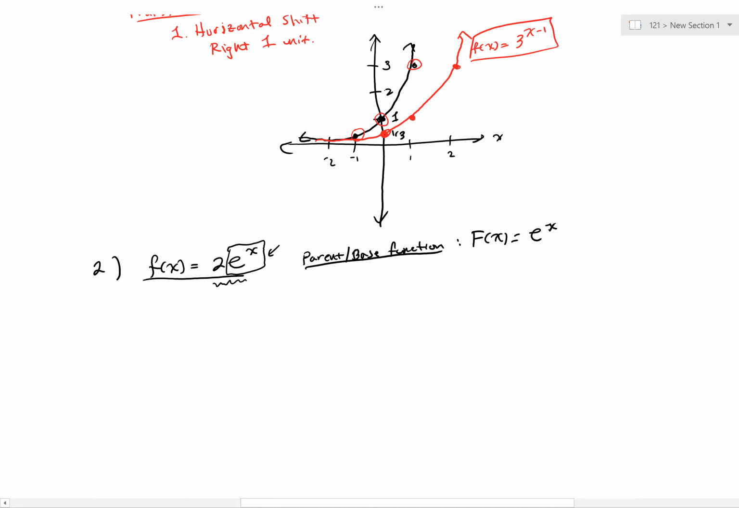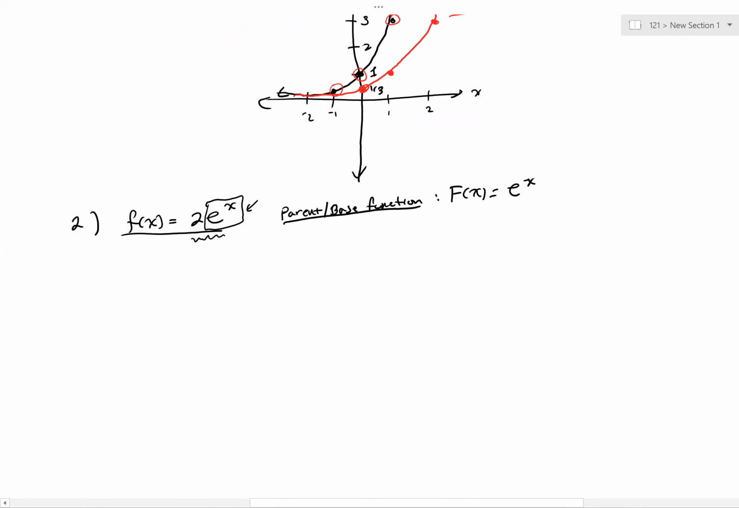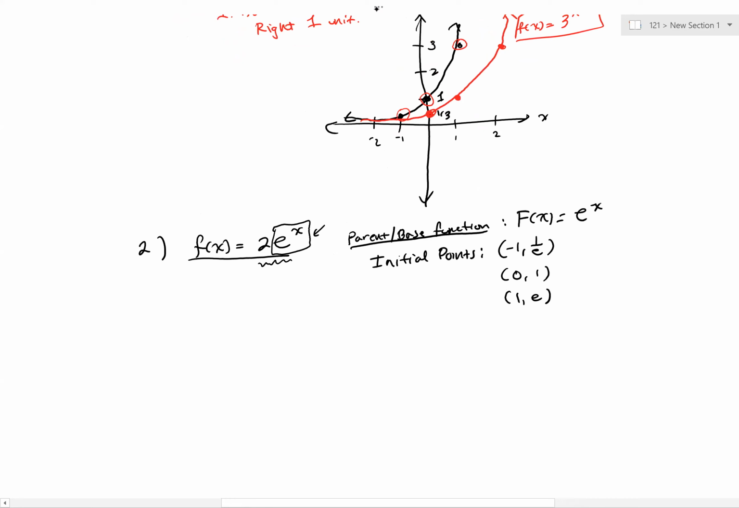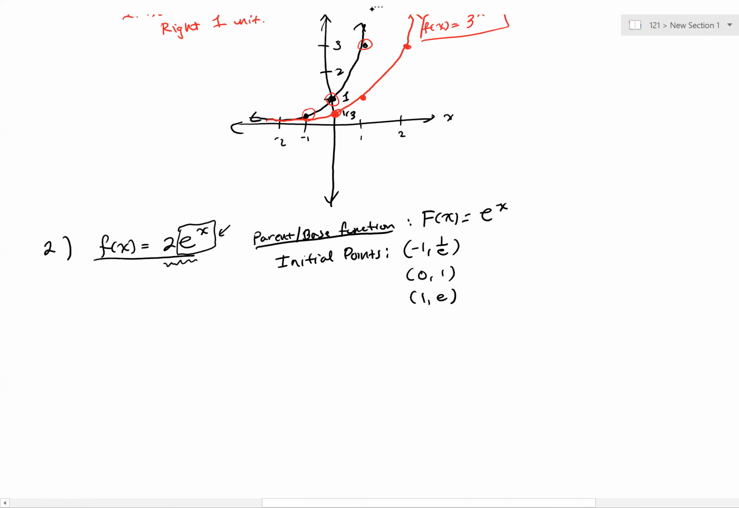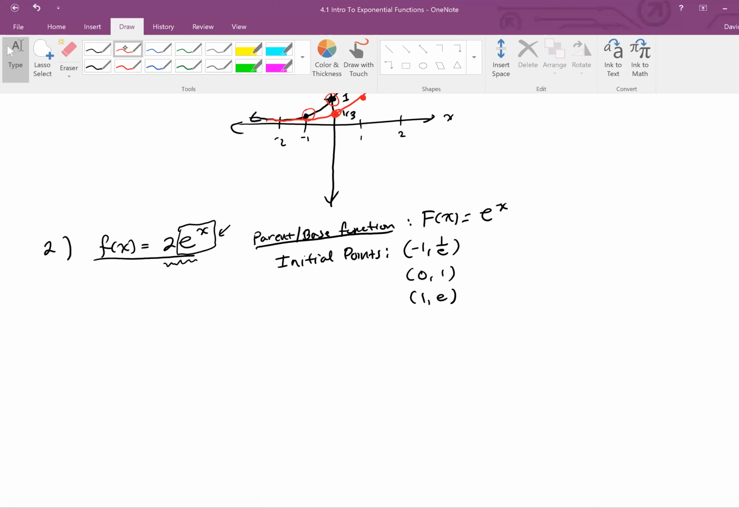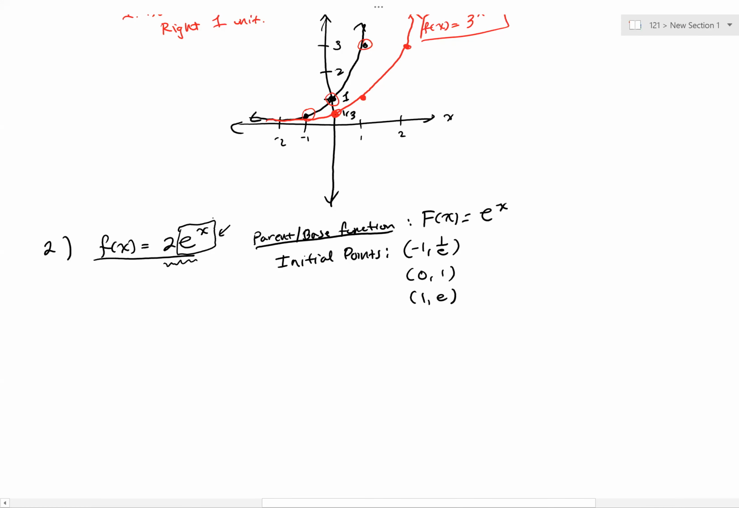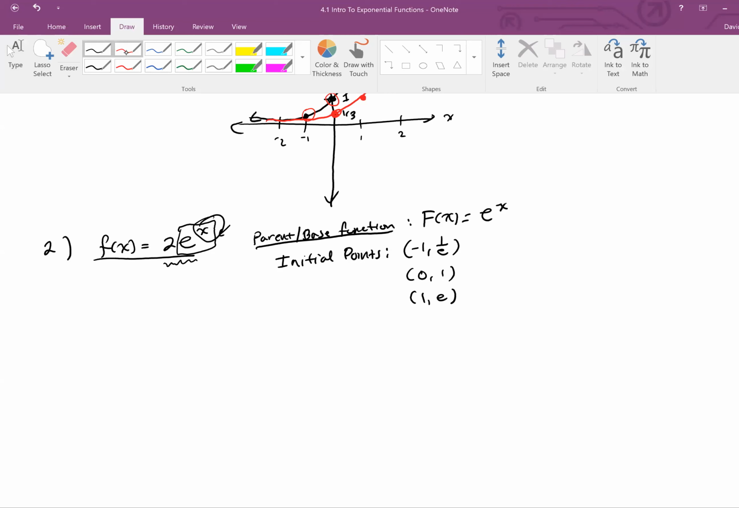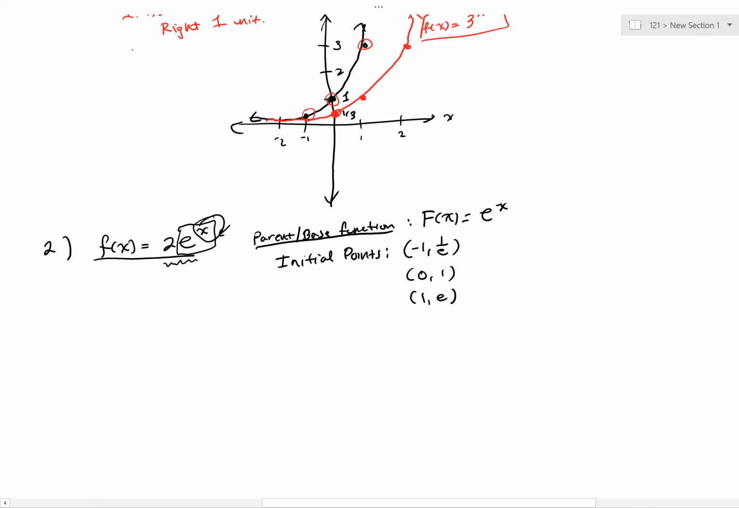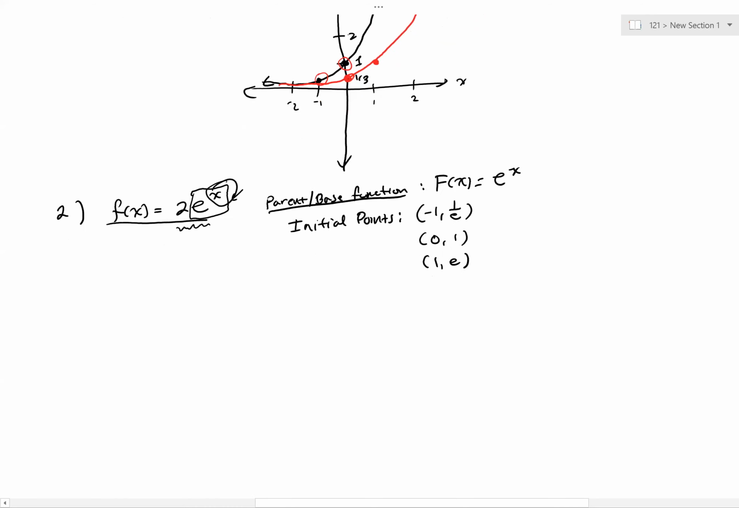Which we already graphed. And in fact, each of these we've already graphed, the base functions at least, we've done previously. So the initial points, remember they were (-1, 1/e), (0, 1), and (1, e). But what transformations are we looking at? Well, looking at the exponent, nothing's changed, right? It's just an x. So that means that there's no horizontal transformations. But it is different from the base function. So what kind of transformation is it?